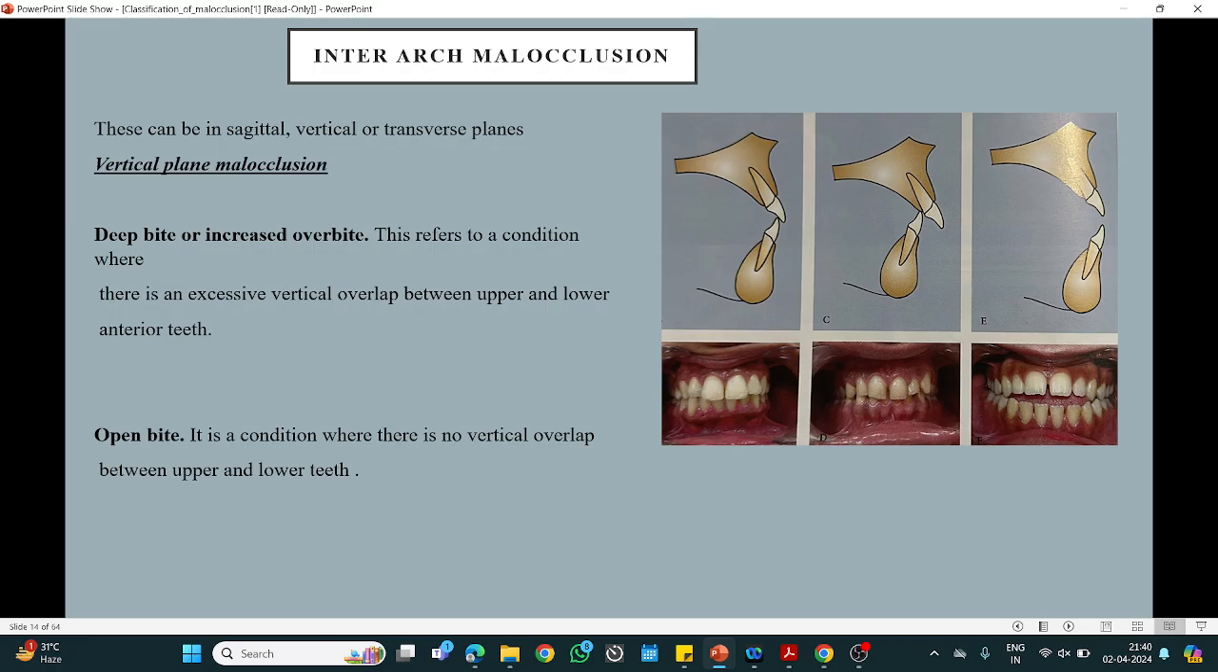Inter-arch malocclusion can be either in the vertical plane or in the horizontal plane. The deep bite or increased overbite and open bite are considered to be malocclusion in the vertical plane. Deep bite refers to a condition wherein there is an excessive vertical overlap between upper and lower anterior teeth. Open bite is a condition in which there is no overlap between the upper and lower teeth.